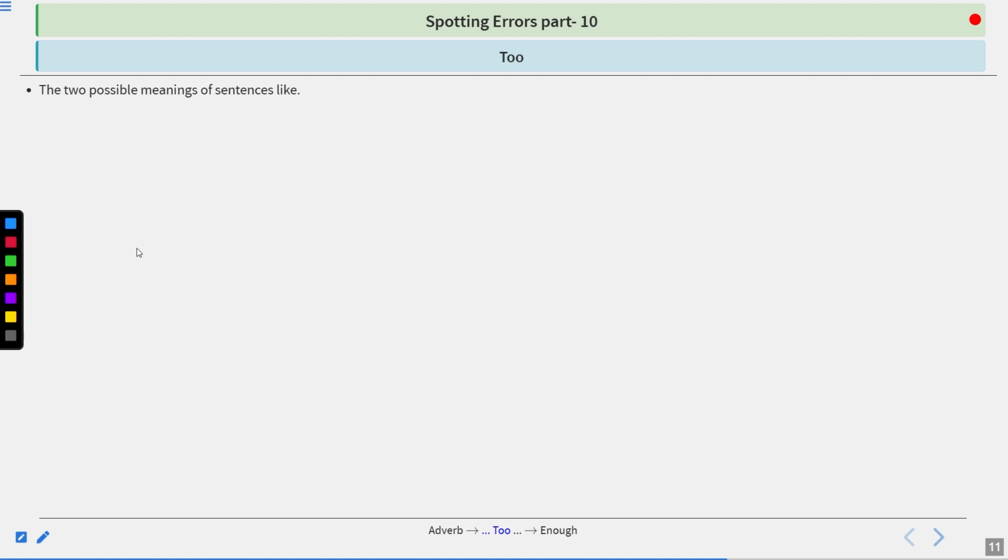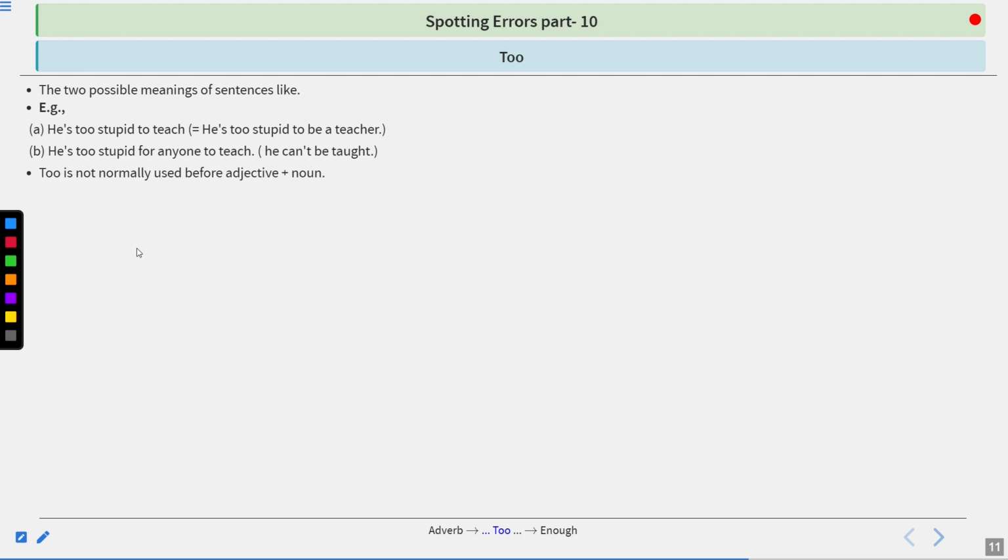The two possible meanings of sentences like, example A, "He is too stupid to teach," which means he is too stupid to be a teacher. B, "He is too stupid for anyone to teach," which means he can't be taught. "Too" is not normally used before adjective plus noun.